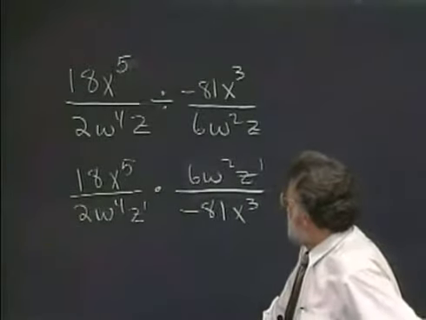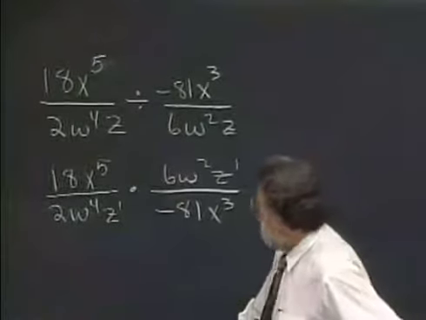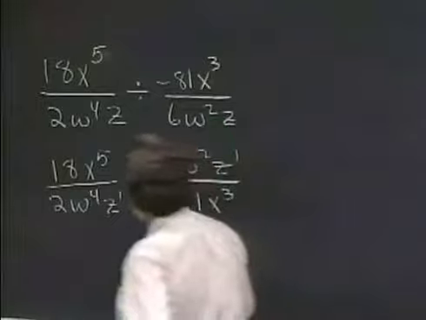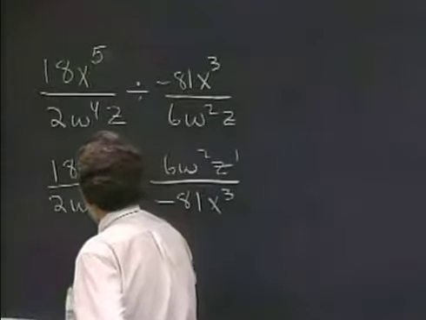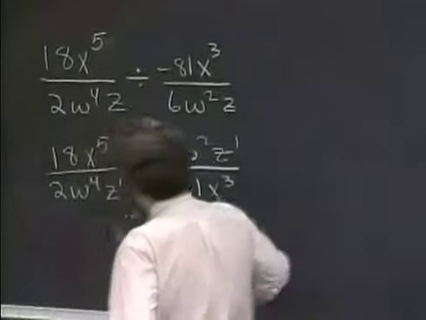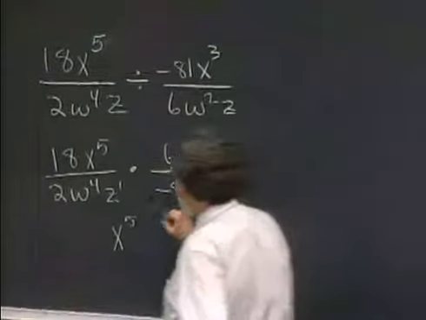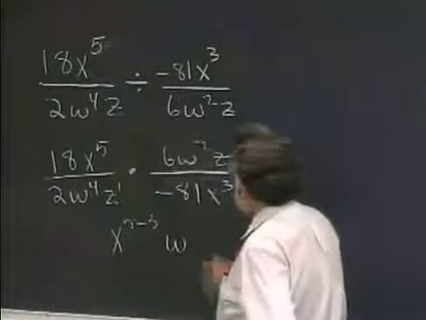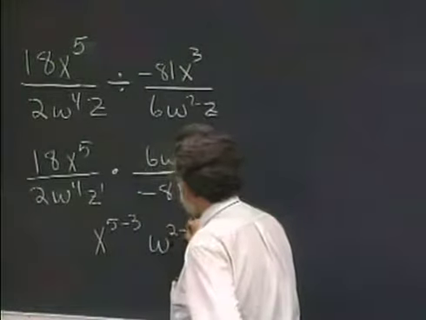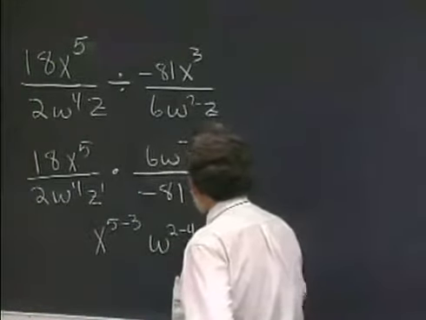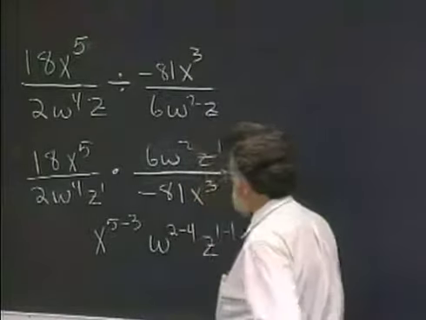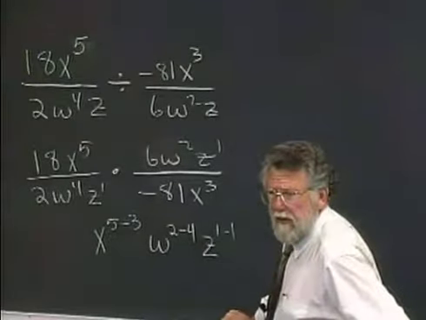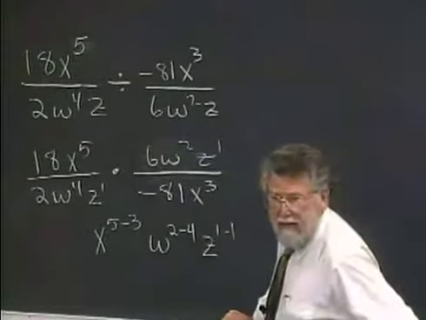Okay, so at this point, intermediate steps. You have an x, a w, and a z. So I'd like to see something like this: an x to the 5 minus 3 down here, a w to the 2 minus 4, and the z to the 1 minus 1. Then for the part where we're reducing, first a comment, we will have a negative out in front.